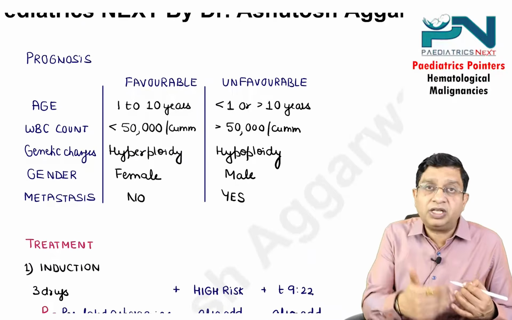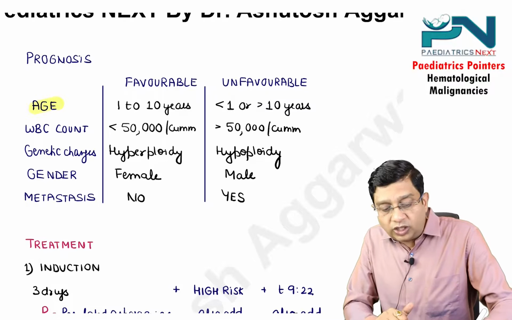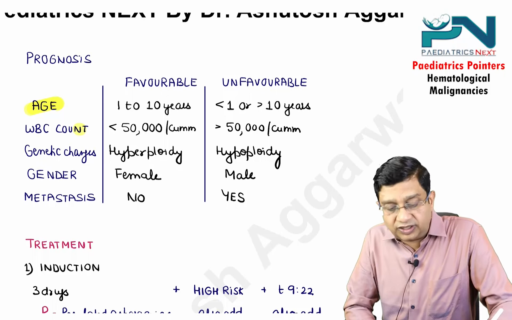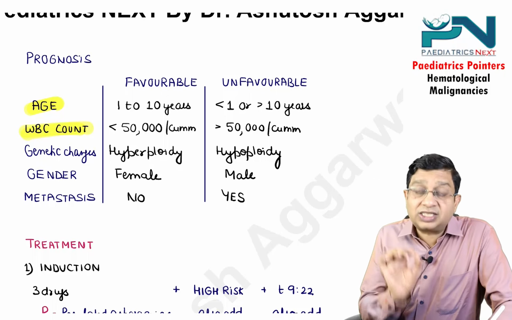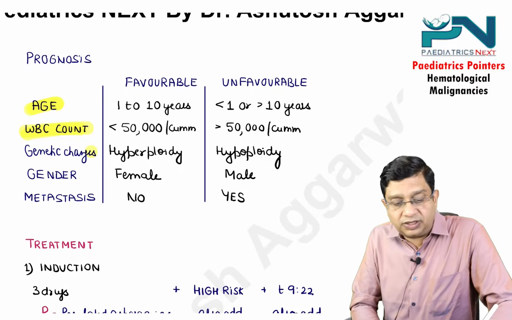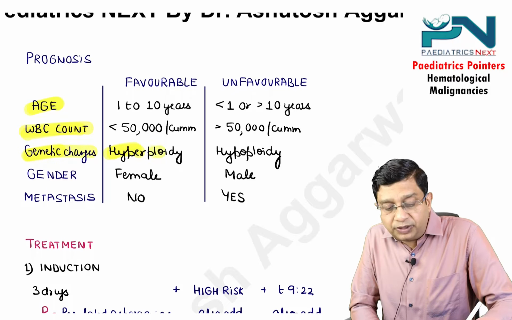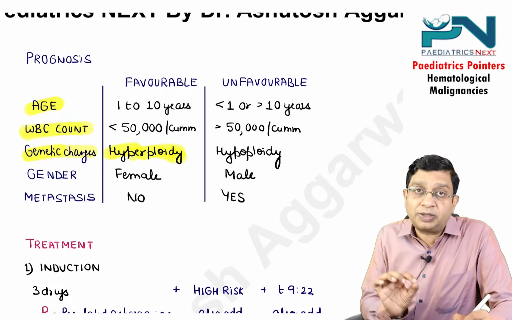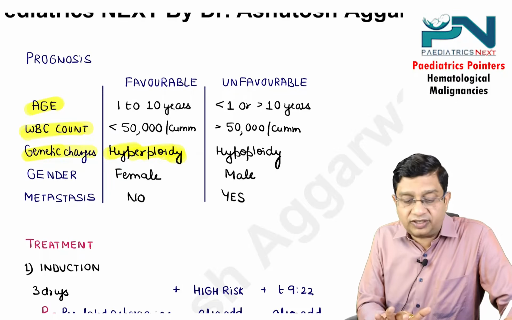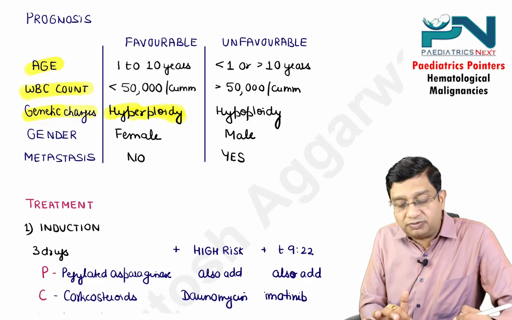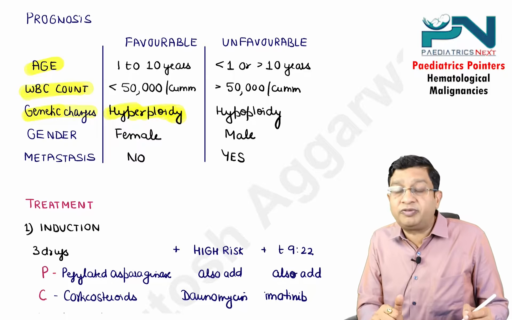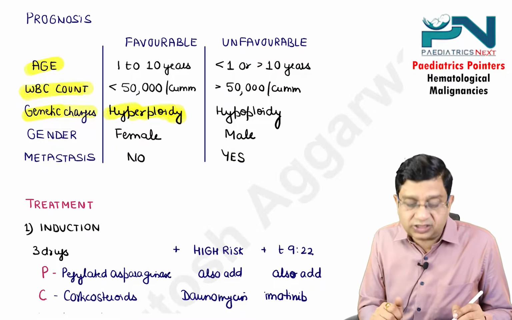Prognosis, favorable and unfavorable. Age 1 to 10 years is favorable; less than 1 or more than 10 becomes unfavorable. WBC count less than 50,000 is favorable, more than 50,000 is unfavorable. Genetic changes: hyperploidy is favorable, and hyperploidy was also favorable in neuroblastoma. Hypoploidy is unfavorable. Females favorable, males unfavorable. No metastasis, of course, is favorable, and unfavorable will be if metastasis is present.